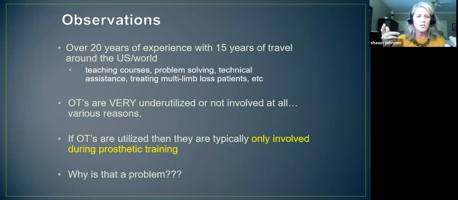I can just give you some of my observations over the past 20 years or so. I've traveled quite a bit around the US and the world, and I've taught courses, I've done some problem solving, I've addressed technical assistance, I've treated multi-limb loss clients. And what I've seen is that OTs are very underutilized or just not involved at all. And that's for various reasons that we'll get into in a little more detail shortly. But if OTs are utilized, what I've seen is they're typically only involved once someone gets a prosthesis. So, why is that a problem?